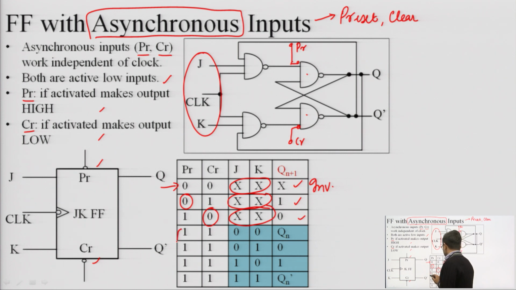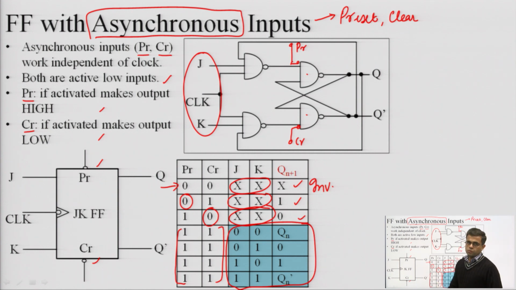Similarly, next case is preset and clear are 1 1. So, for the flip flop to work, these preset and clear are going to be disabled. J K can have 4 values, so I have placed 4 double 1 values of preset and clear. That means for all these 4 cases preset and clear are not activated. So if preset and clear are not activated, then my actual flip flop can work.